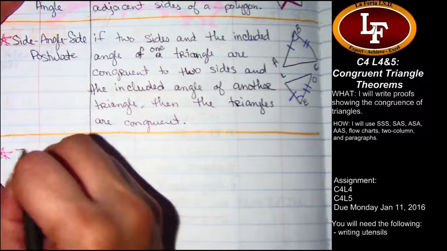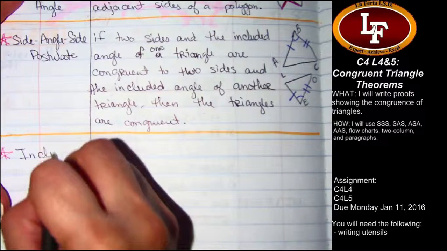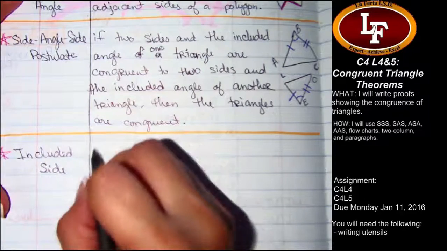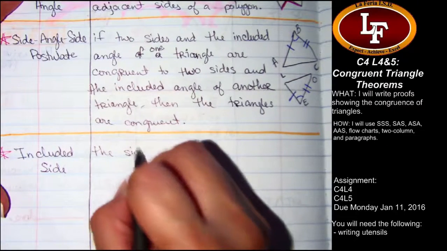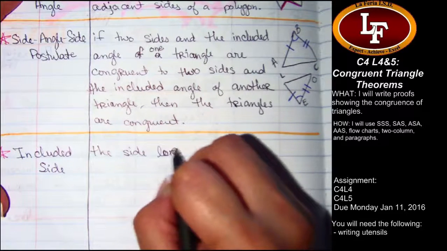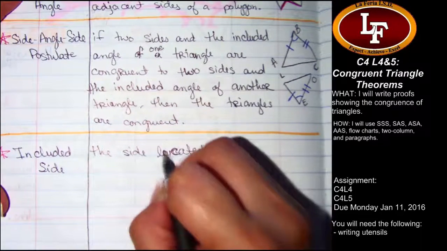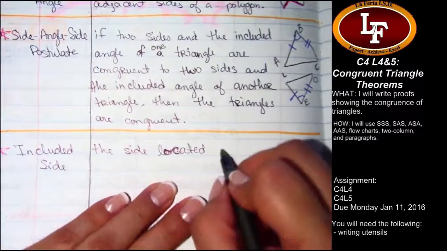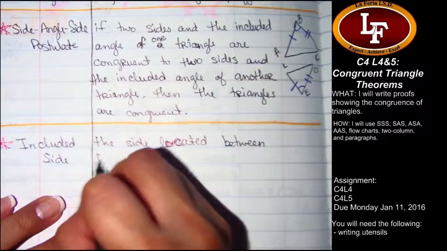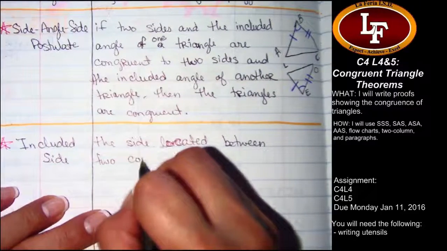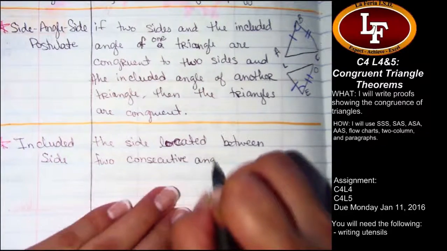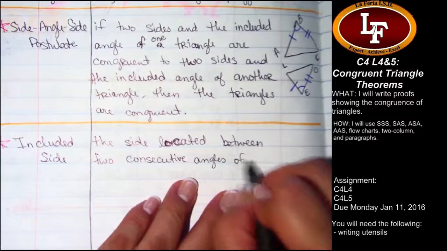All right. We're going to again take a break from the postulates for just a moment to introduce another new concept, and this is the concept of the included side. Much like the angle, this included side is going to be located between two consecutive angles of a polygon.